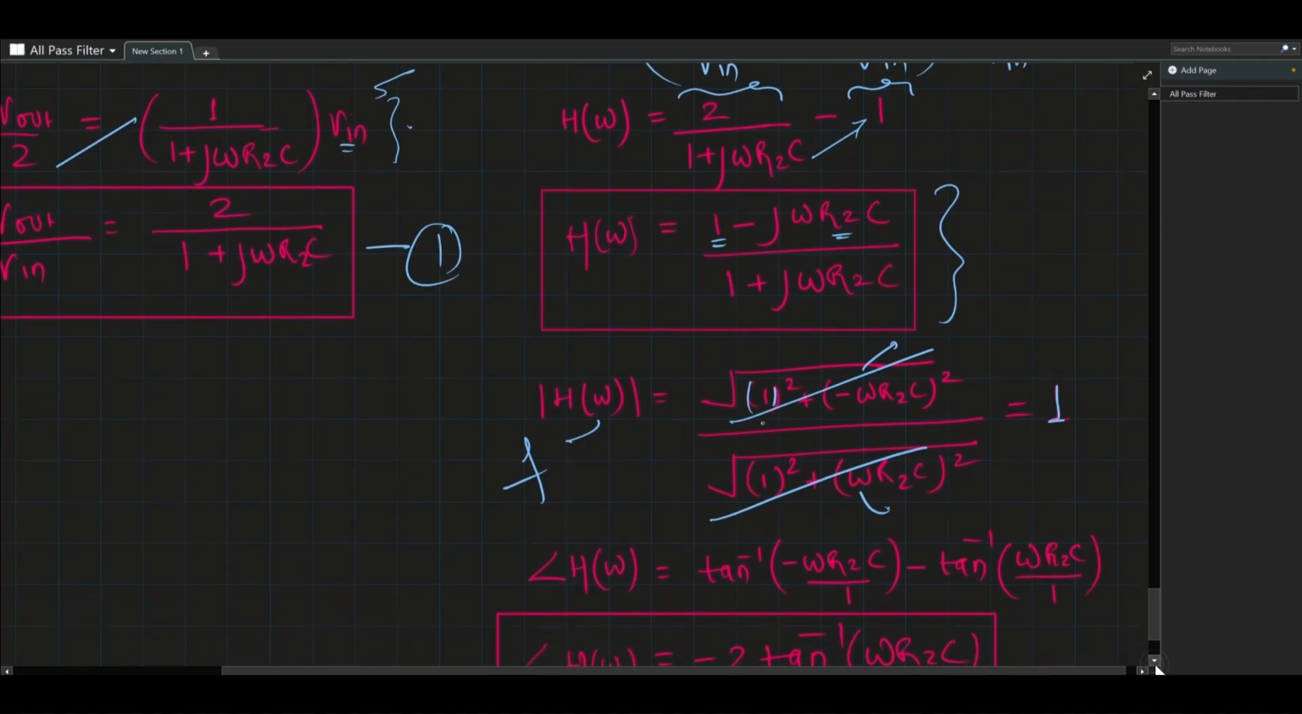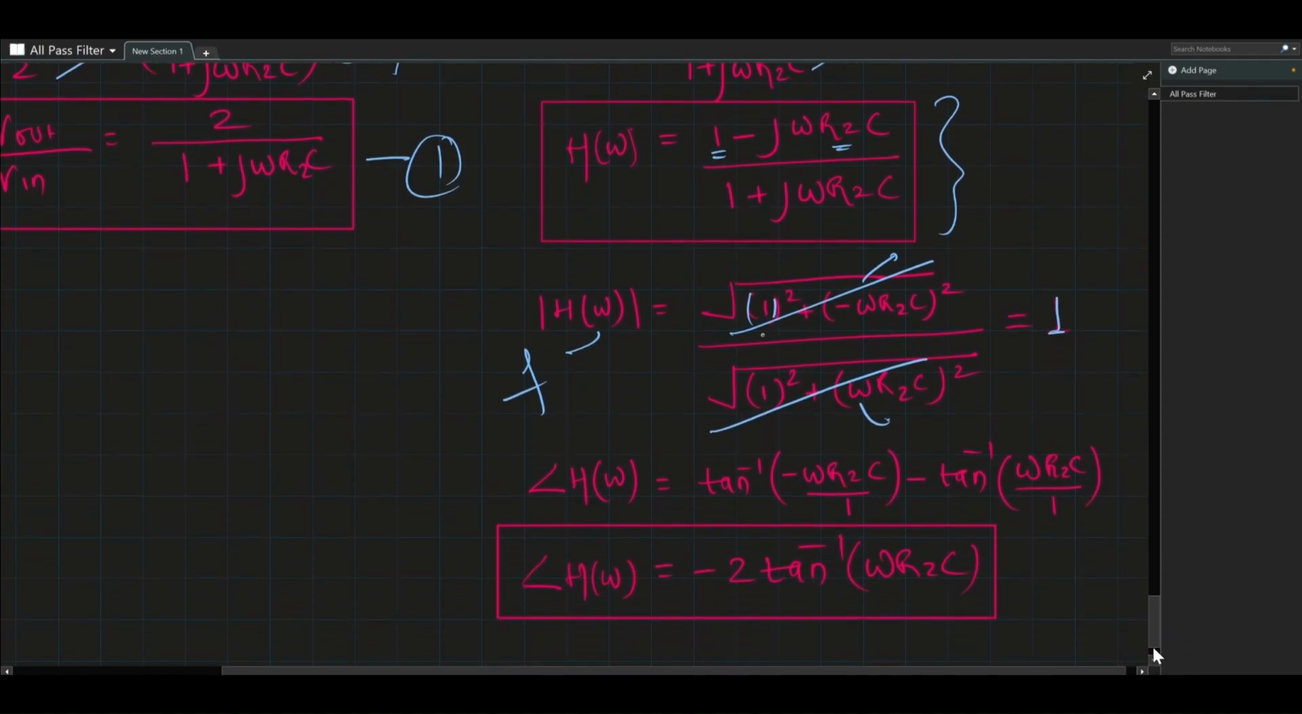So this is acting like an all-pass filter. What about phase? So we know this is the imaginary part. So my imaginary part divided by real part, tan inverse of it, and this term is in the denominator, so a minus sign here, and then imaginary part divided by real part. Now we know that tan inverse of a negative is also equal to minus tan inverse. So we have used that property and then added both of them together. So we get minus 2 tan inverse ωR2C.